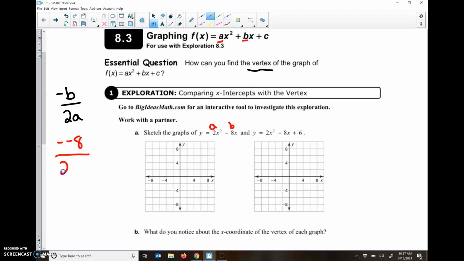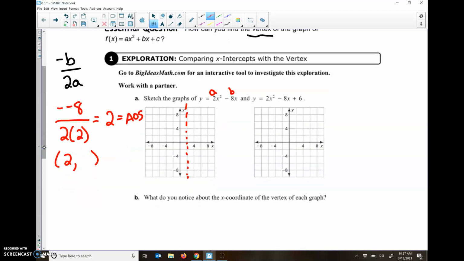That'll eventually cancel out. And then 2 times my a, and in this case my a is 2, so kind of confusing there with two 2's. So negative 8 just turns into positive 8, and then 2 times 2 is 4, so 8 divided by 4 is 2. And like I said, this gives me my axis of symmetry. If you remember, our axis of symmetry is really just the x point of our vertex. That tells us where the graph gets divided in half. So I know my graph is going to get divided in half somewhere on this 2 line here, but I don't know how high or how low.